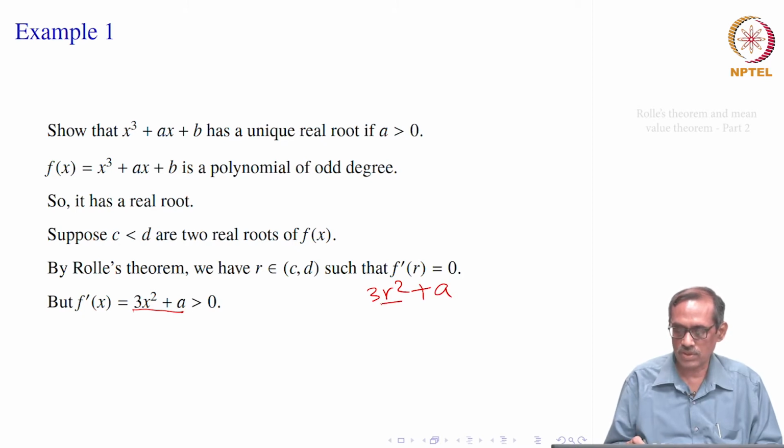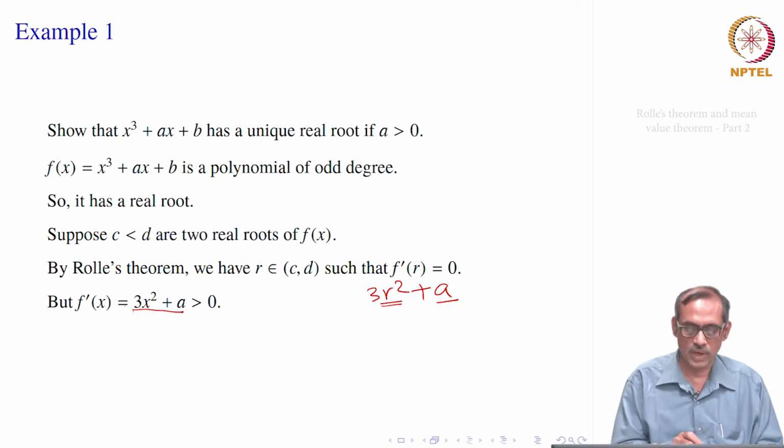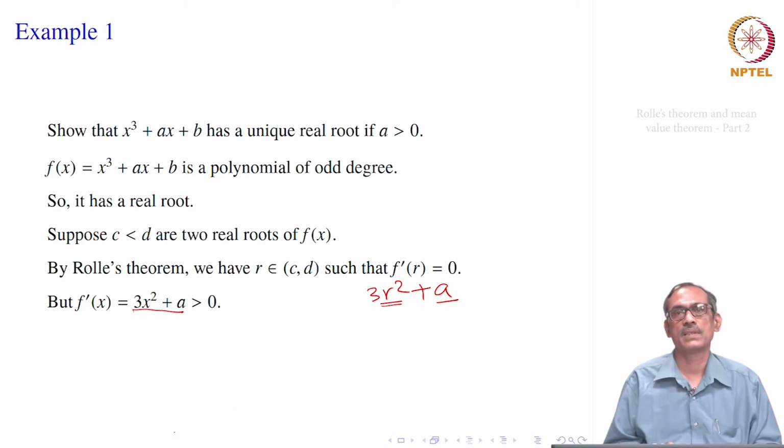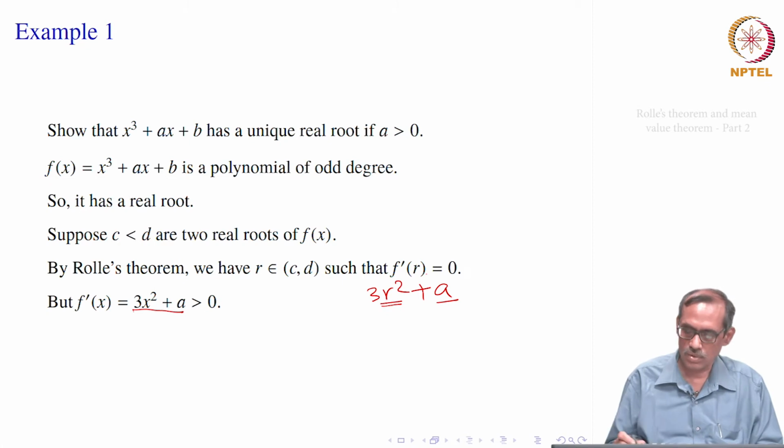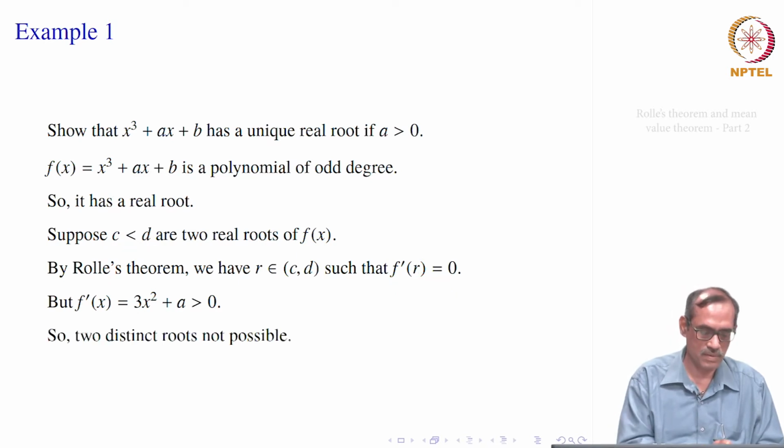Now, r square is non-negative, a is given to be greater than 0. So, f prime of r is always greater than 0. So, f prime of r cannot be equal to 0. This is a contradiction to Rolle's theorem. So, that means our assumption that there are 2 real roots is wrong. That proves that it has a unique real root.